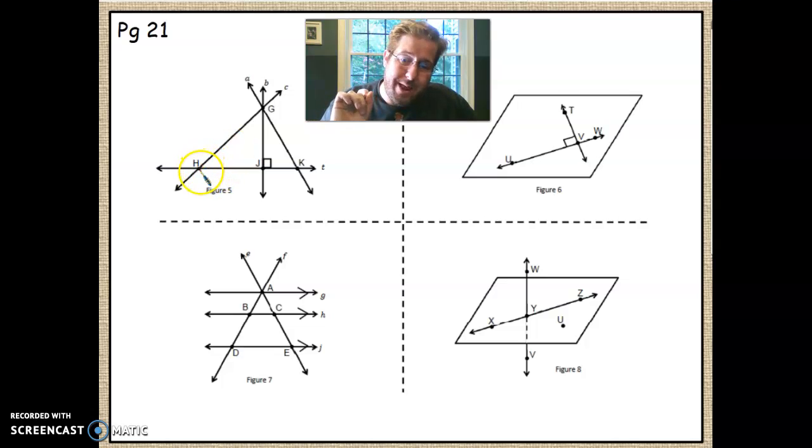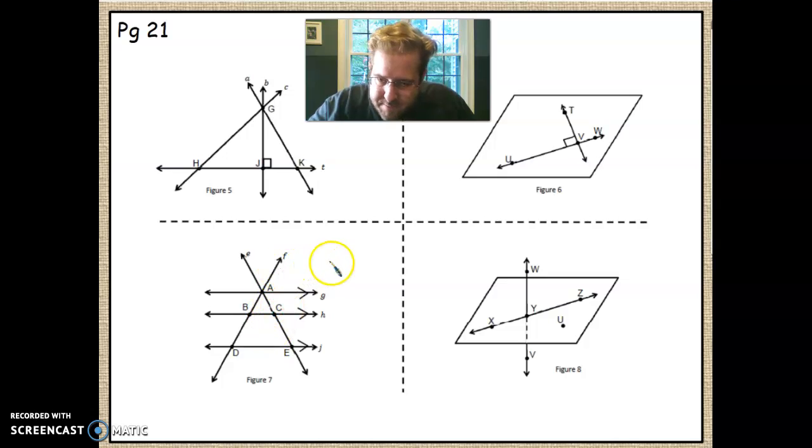I would also say that point H is the point of intersection for lines C and T, and point K is the point of intersection for lines A and T. All right, over here we've got plane UVT, which has two lines, line UW and line TV, which are perpendicular to each other. And V is at the point of intersection of the two lines.